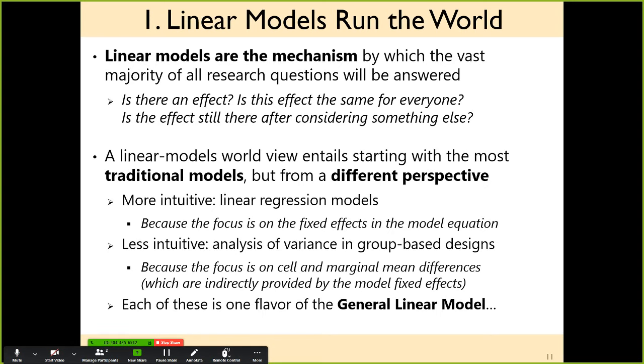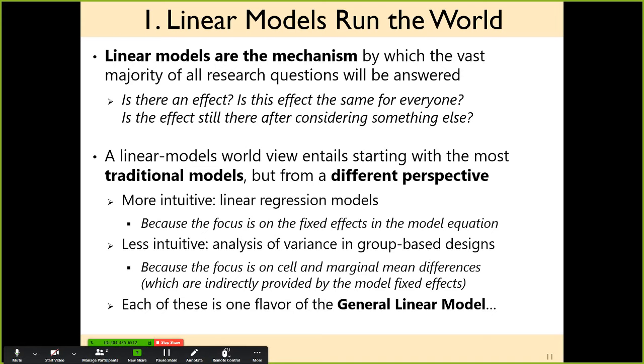So a linear model's worldview, the way that I want to approach this, starts with traditional models taught from a different perspective. Those of you who've had me before know this way. For those of you who haven't, this is why I wanted to make sure that we review it. So the most intuitive way to present this is in what people would call linear regression.